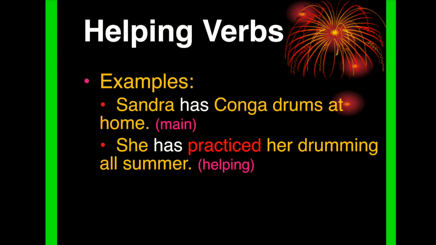For one, Sandra has conga drums at home. Here, has is functioning as a main verb. But in our next sentence, we have has as a helping verb. She has practiced her drumming all summer. We have the main verb here as practiced. We can't just ignore it. And so we have has as a helping verb and then practiced as the main verb. So here in our first example, we just have one verb. Down here, we have has as a helping verb giving us a verb phrase.